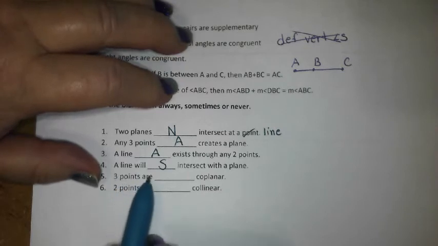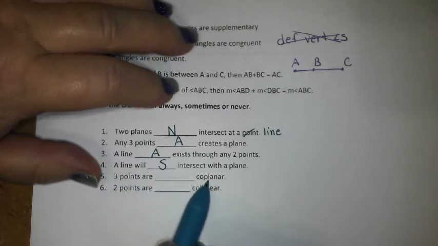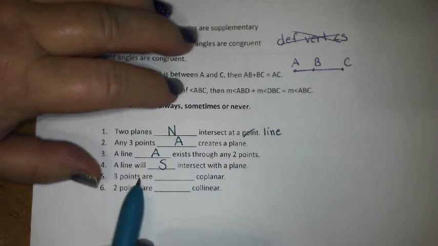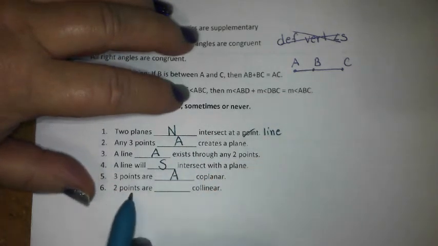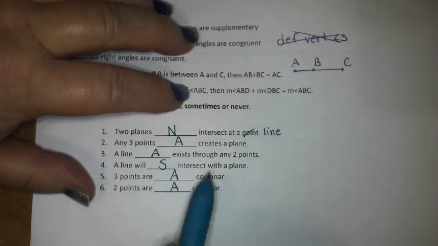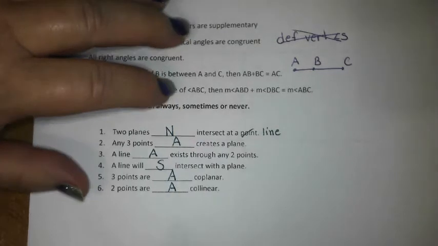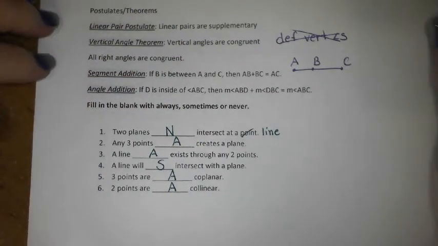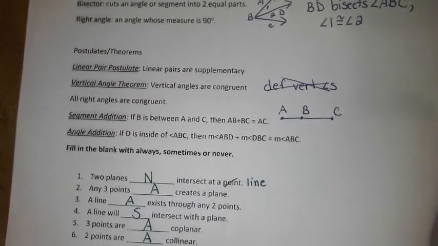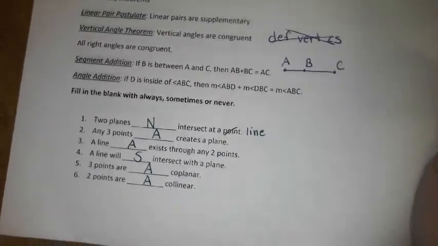3 points are coplanar. We had this one on the last test. 3 points, always coplanar. 2 points, always collinear. Okay, so those are all some of the postulates that existed when we were learning our rules earlier. All right, let's move to the next page.